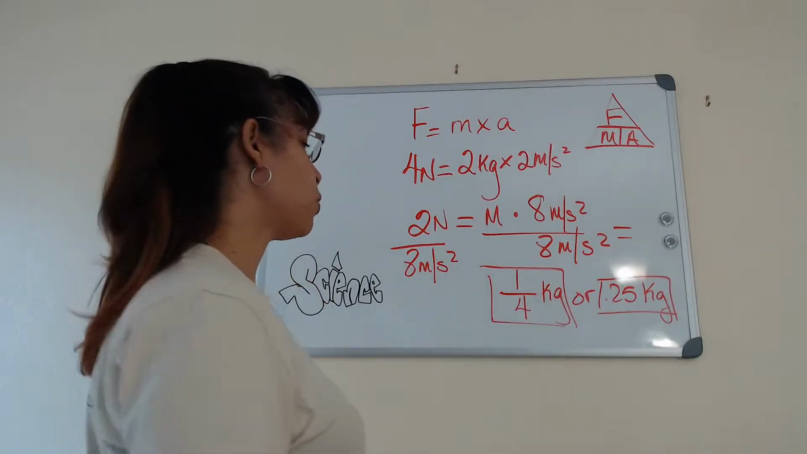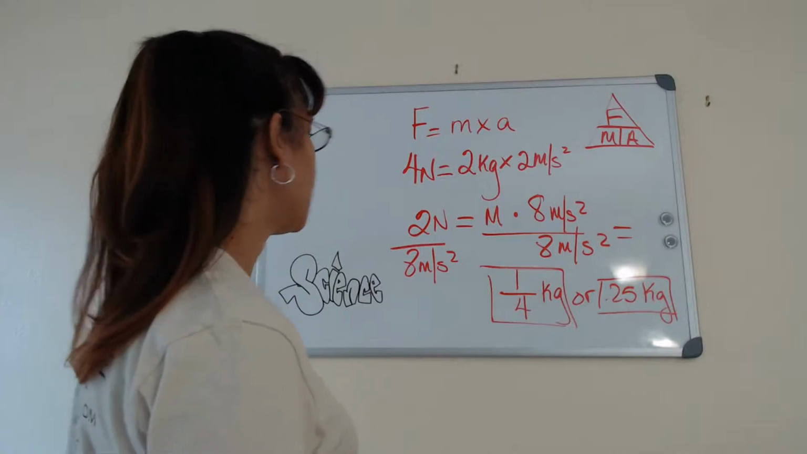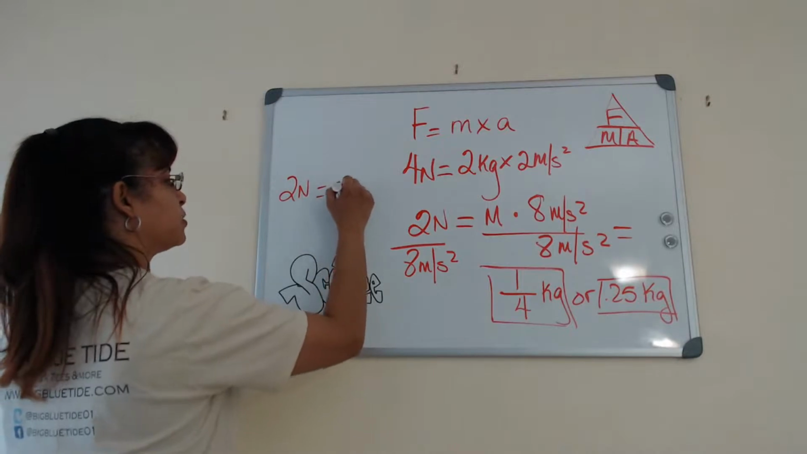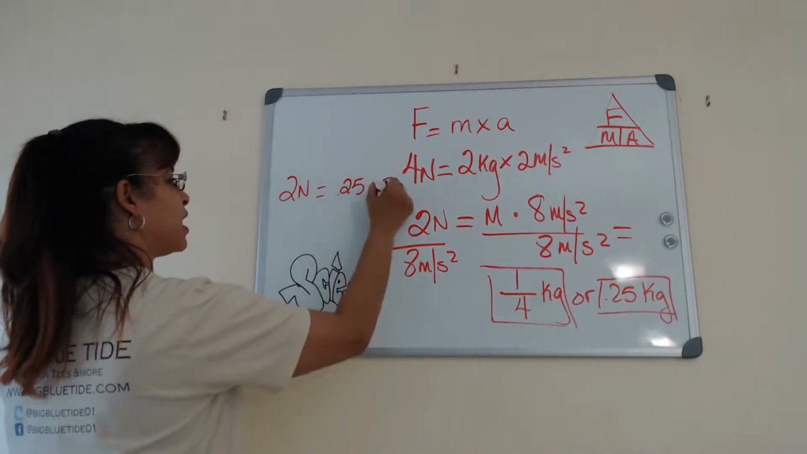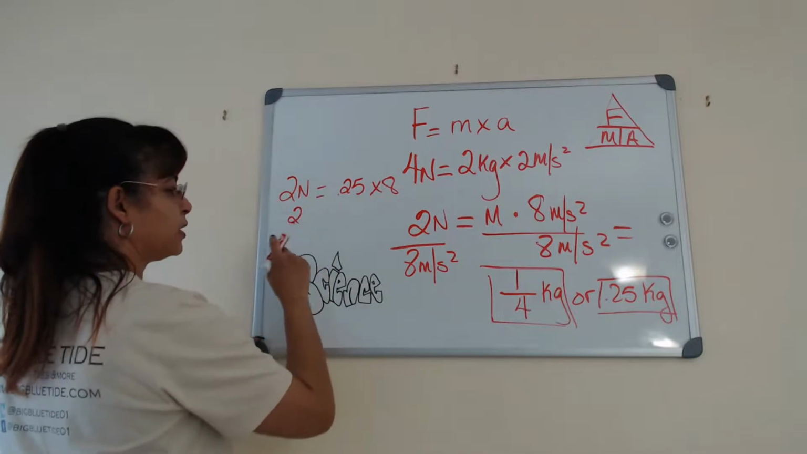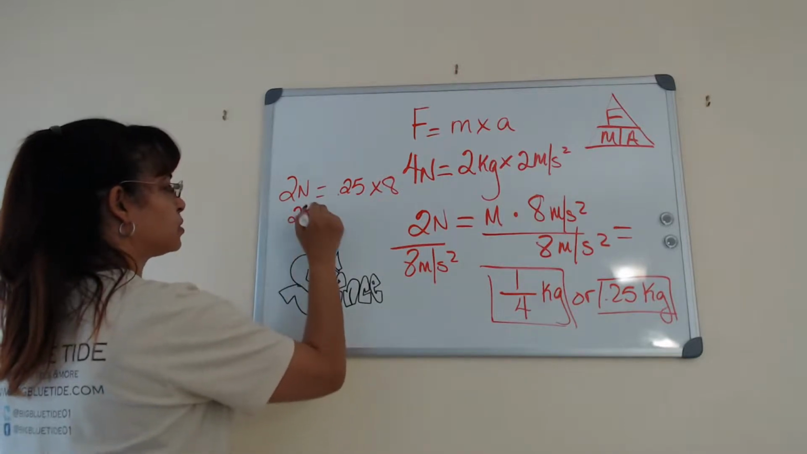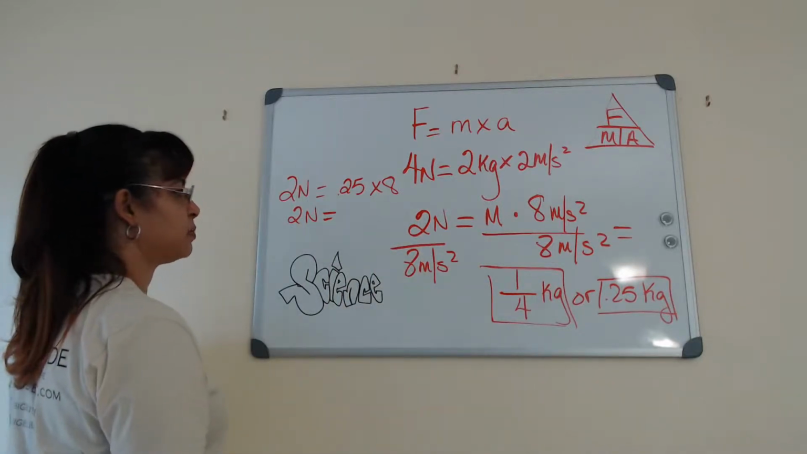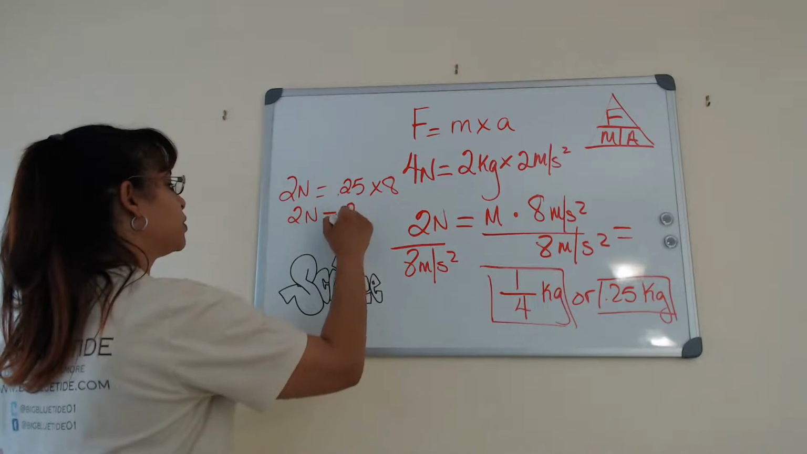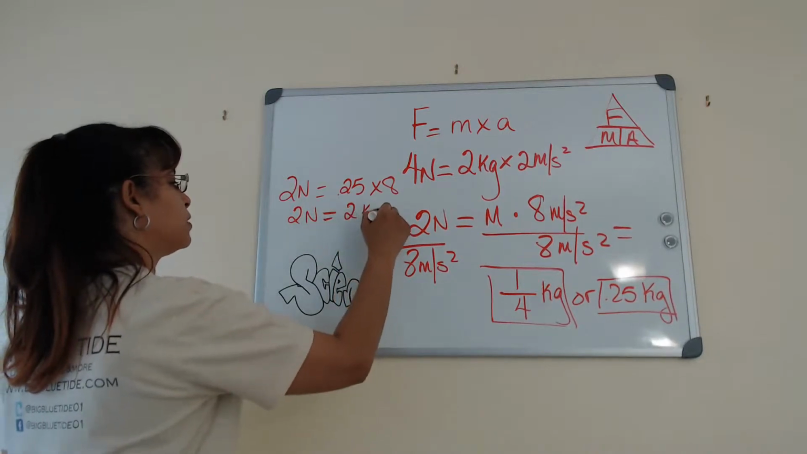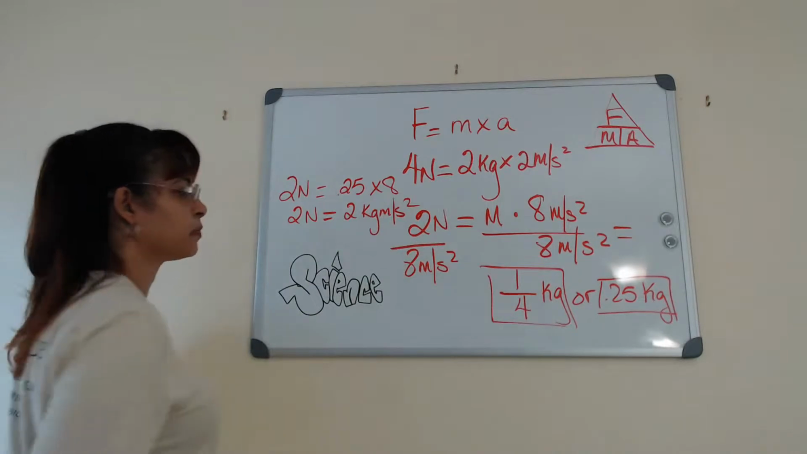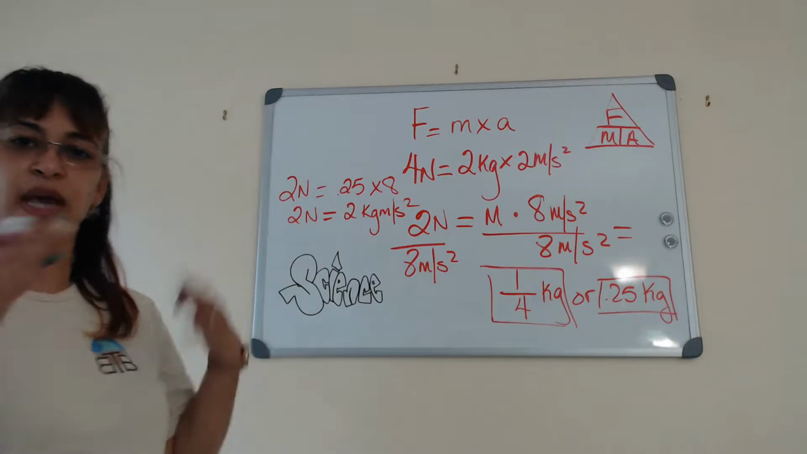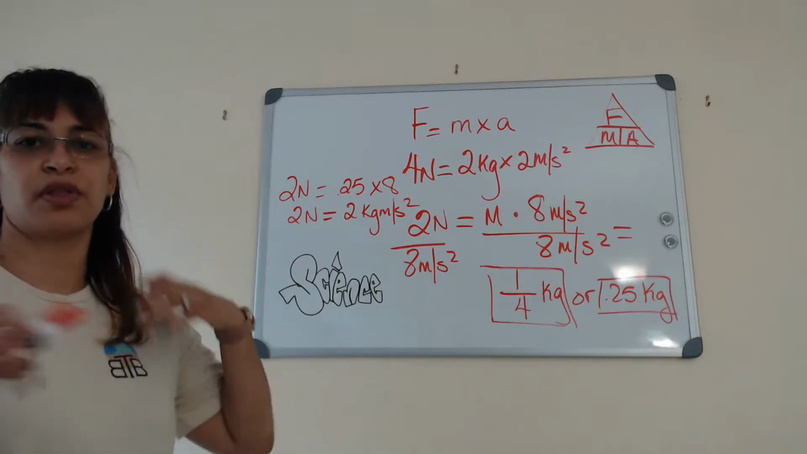You can check your work by plugging it back in. 2 newtons is equal to 0.25 times 8. So 2 newtons would be equal to 0.25 times 8 if you were to multiply it, which is 2 kilogram meters per second squared. That's what a newton is, a kilogram meter per second squared. I just wanted to go over those two a little bit so that people understood how they worked.